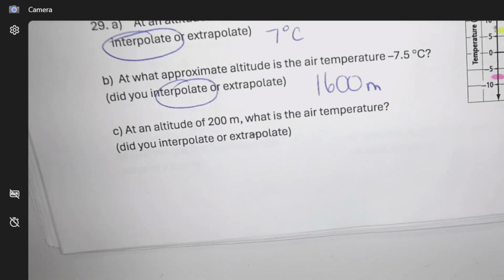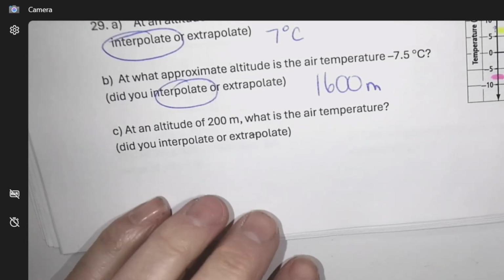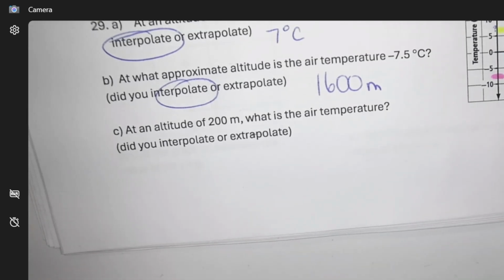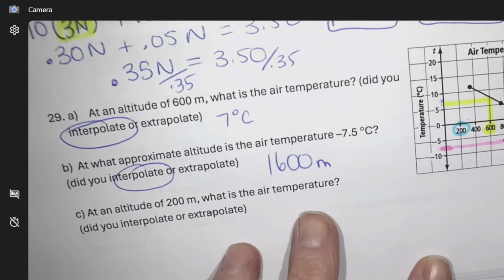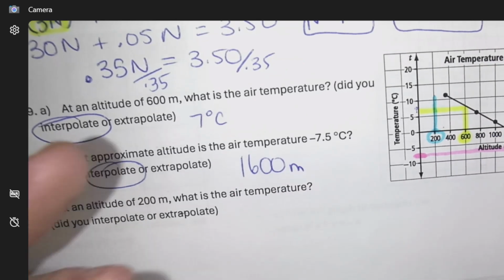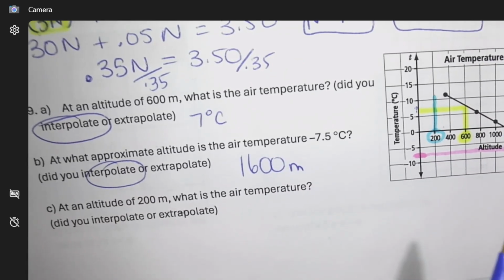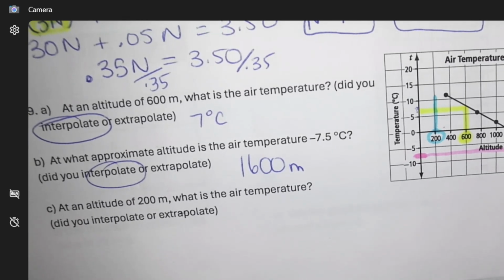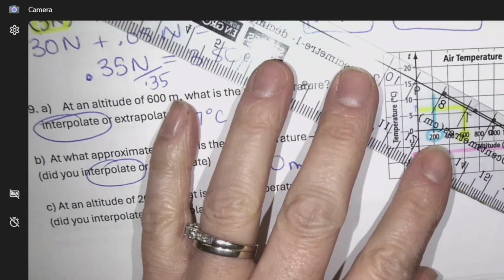Okay, last of these at an altitude of 200. So there's my altitude of 200. So I'm going to go straight up. Oh, I'm not hitting the line. There's no line there. So that means I would have to extrapolate.